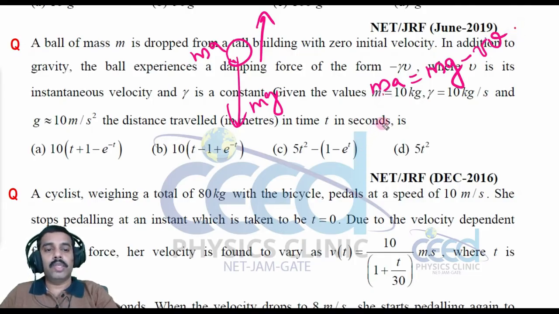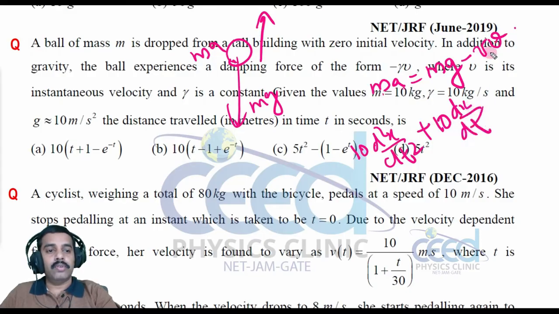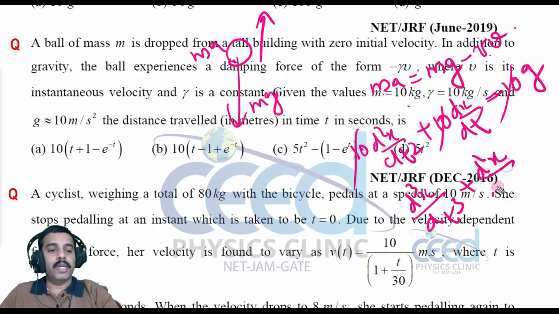What is m? m is given as 10. 10 into a, that is d square x by dt square, plus gamma, which is 10, into v, that is dx by dt. I have taken this term to this side. And m again is 10, so 10g, and you can cancel 10 here. Again differentiate, g is a constant, so d cube x by dt cube plus d square x by dt square is equal to 0.